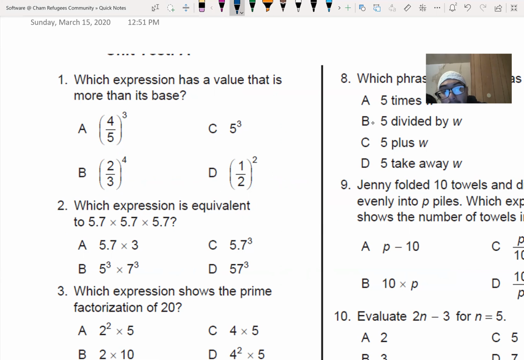Okay, so the one that's going to work is this one because this is equal to what? 5 times 5 times 5. 5 times 5 is 25. 25 times 5 is 125. Okay, so that should be easy. The correct answer for this one is C.